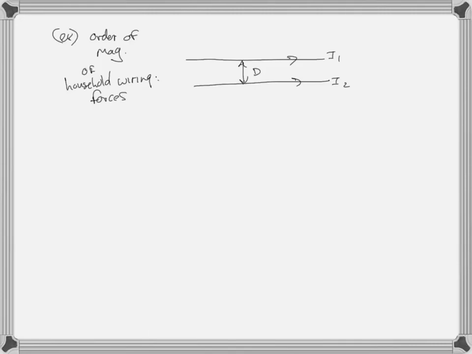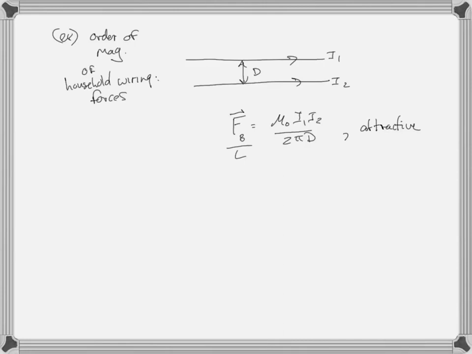Okay, in doing some examples, let's just go back to the original that we found: that the magnitude of the force per unit length is mu naught I1 I2 over 2 pi d. Just ask how big is that force? Is that an appreciable force? Is it a force that we have to worry about when we're wiring our houses or when we're building a circuit? And that is attractive if they're pointing in the same direction, repulsive if they're pointing in opposite directions, etc.